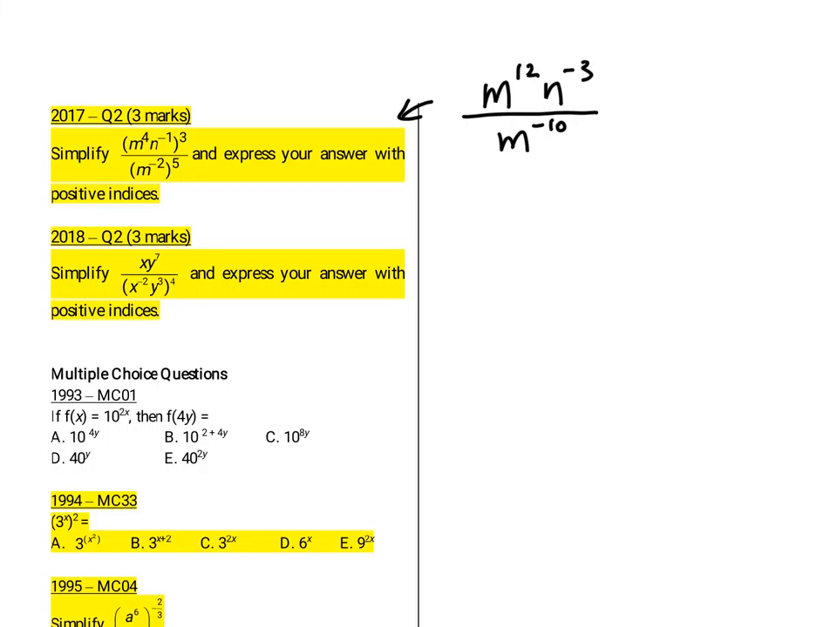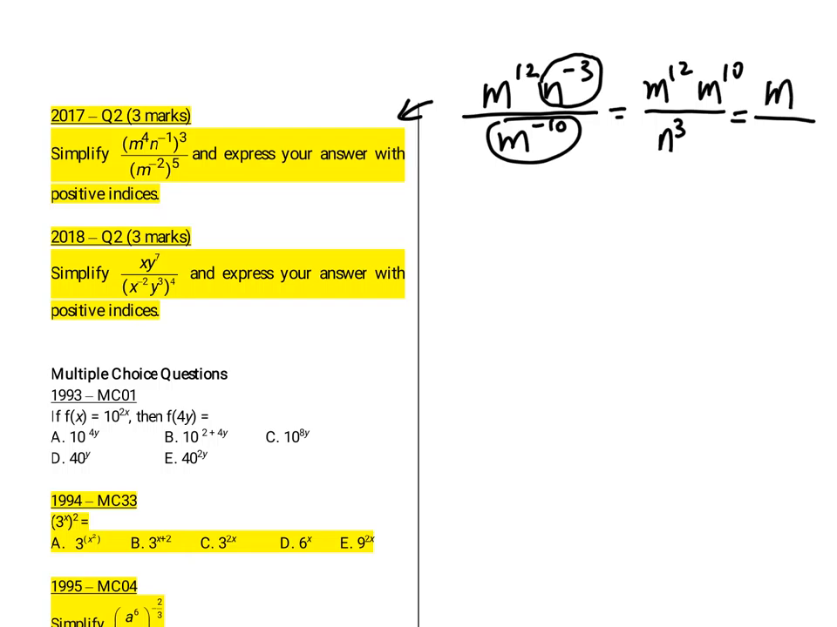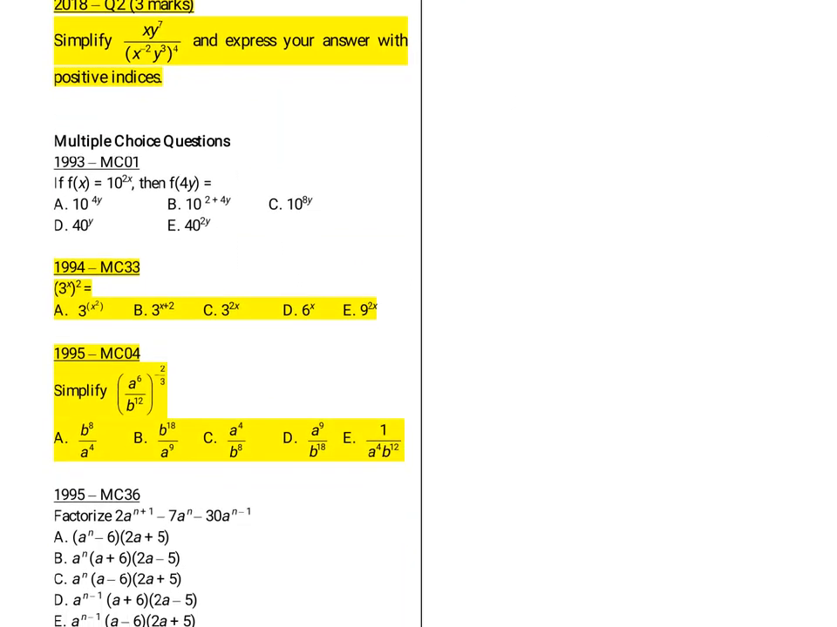So usually I will change it to positive first. So I will write the m to the power 12, I will just copy. And then for this one, I will put it in the denominator. And then for this one, I will put it in the numerator. So as you can see that the numerator, you have 12m times 10m. So total would be 12 plus 10, so would be 22m. And the denominator, again, no change. So this one would be the answer. Okay, so continue.